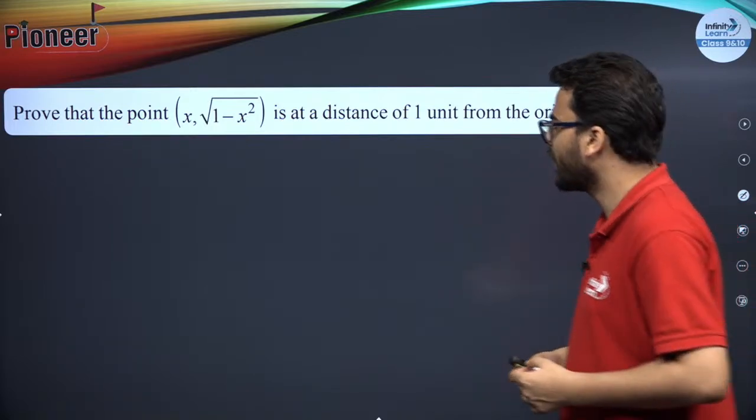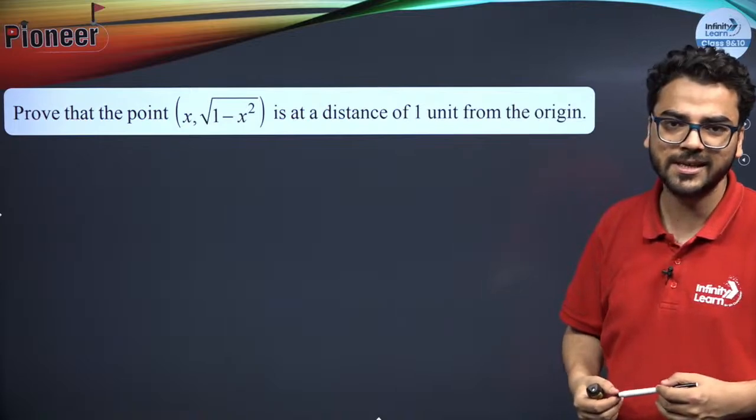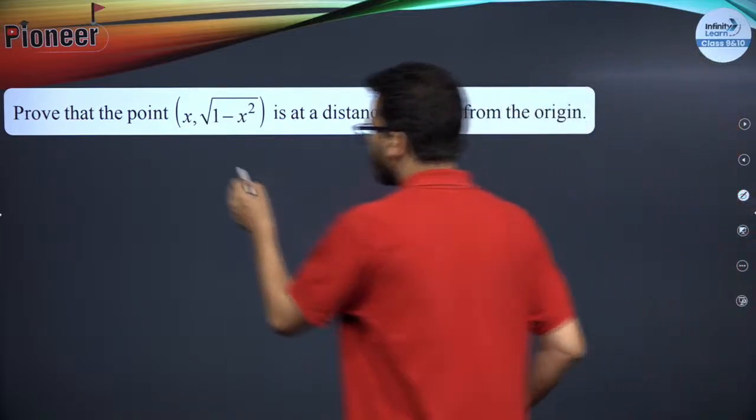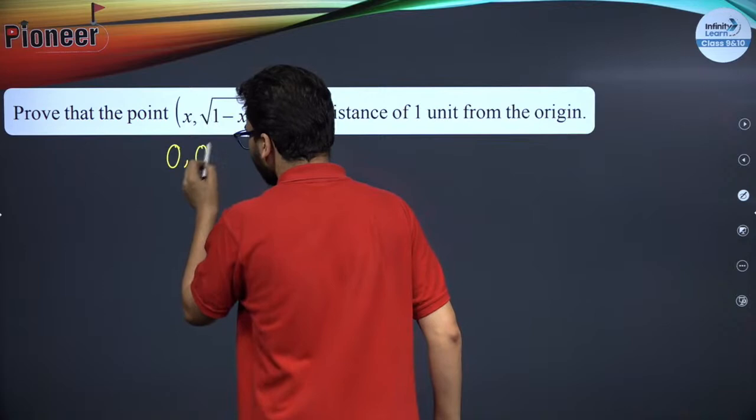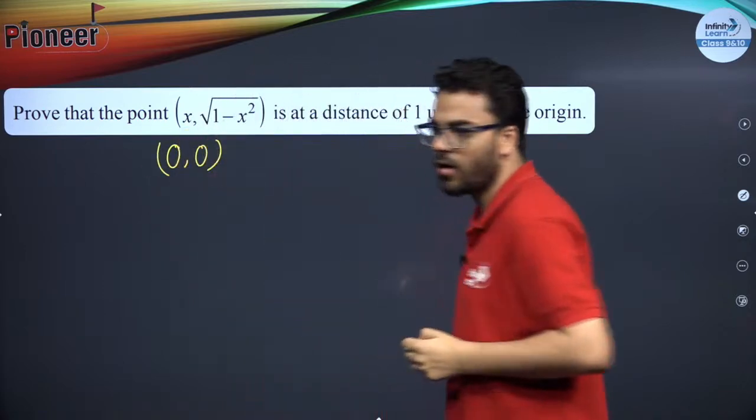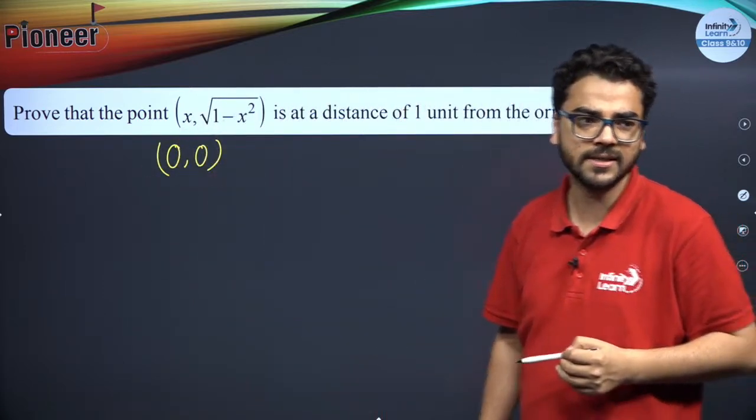Obviously we have to use the distance formula. The origin is what, guys? That is 0 comma 0. So the distance between this point and the origin will be what? You can just use the distance formula.